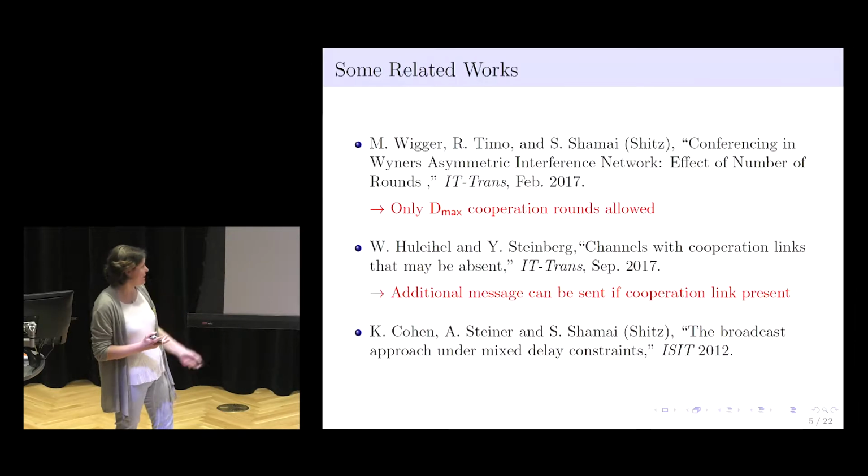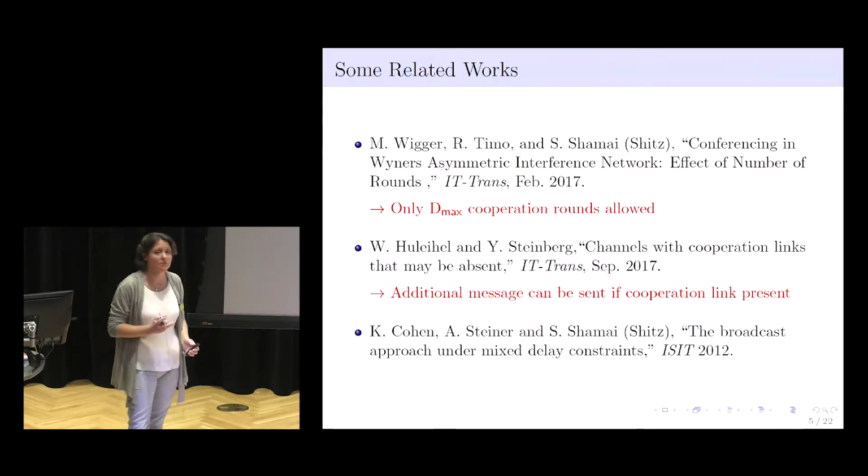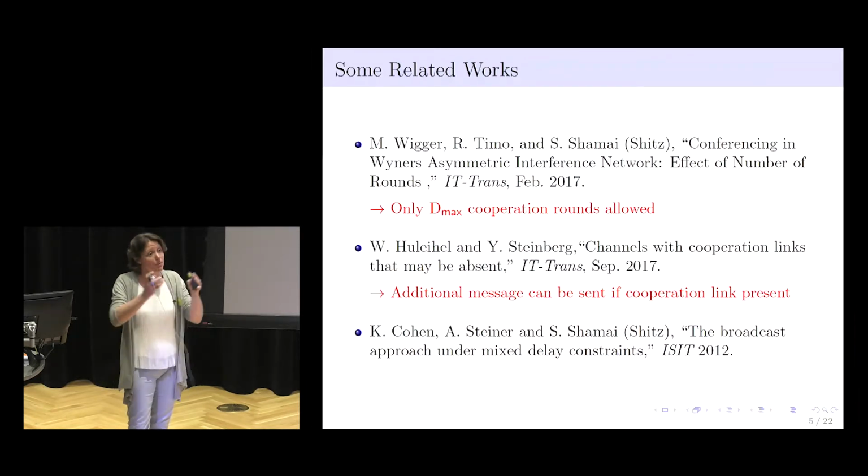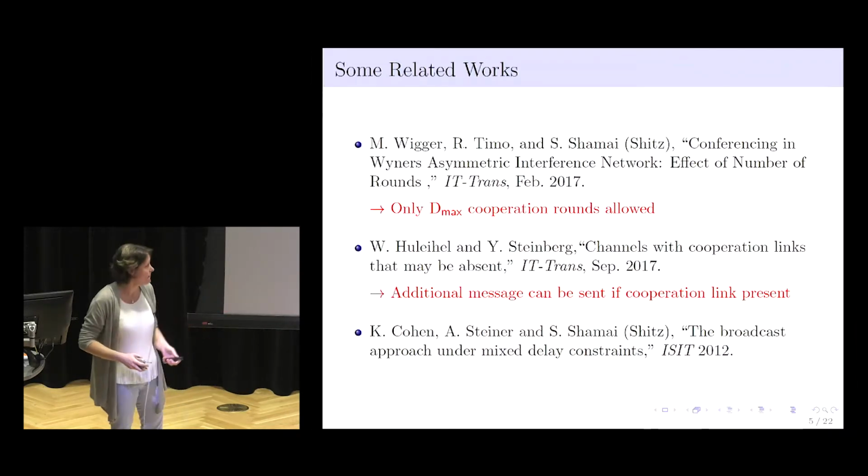And then I also want to mention this work by Cohen, Steiner, and Shamai. It also does a joint design of the fast and slow messages. It's on a point-to-point link over a fading channel, and basically it codes the fast message just over one block and the slow message over multiple coherence blocks. Block means a coherence time.